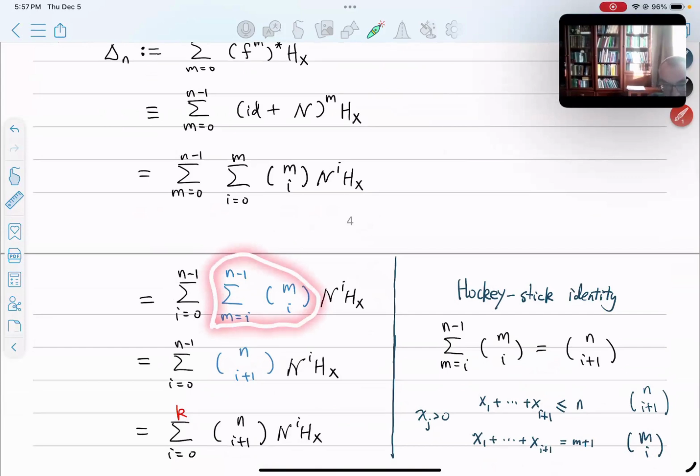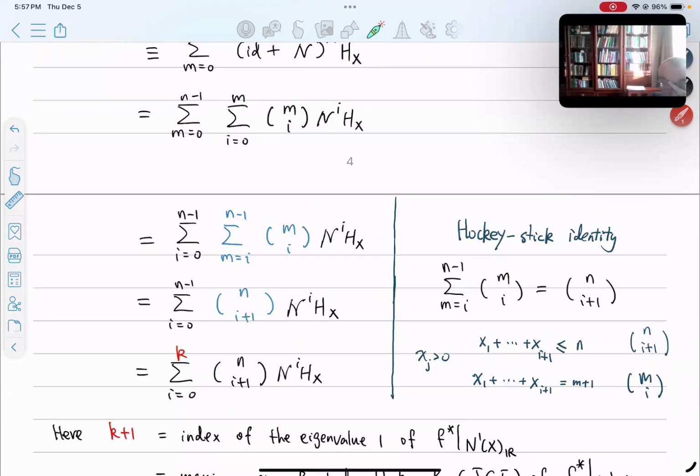Okay. So now the interesting thing is that we have a binomial identity saying that this sum is equal to just one term, n choose i plus 1. So here, m choose i, where m is from i to n minus 1, the sum equals n choose i plus 1. This is the so-called hockey stick identity. So why do we have this identity?